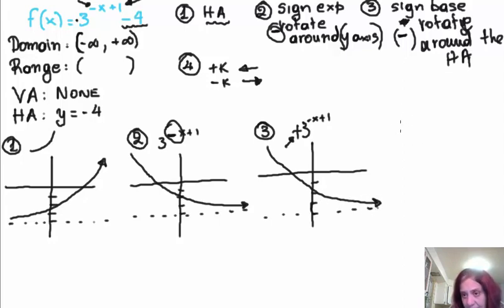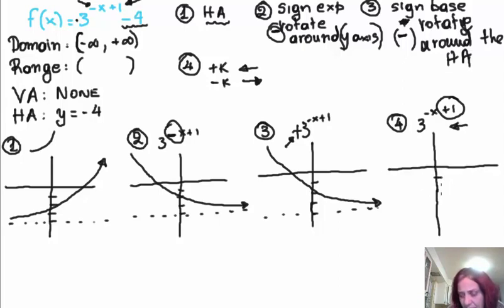At the fourth step, I need to shift. I shift basically based on the number that I add at the exponent, the constant. And here I have plus 1. So this means that I'm going to shift to the left 1 unit. So what does this mean? This means that basically my graph will remain the same, but it will converge to the horizontal line sooner.